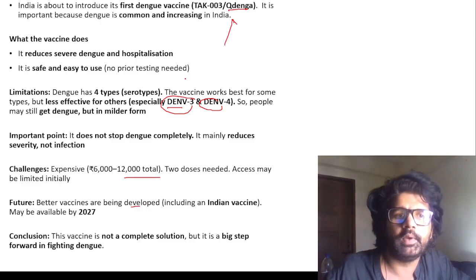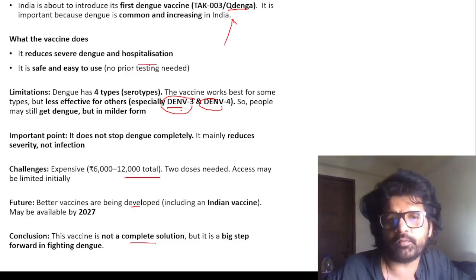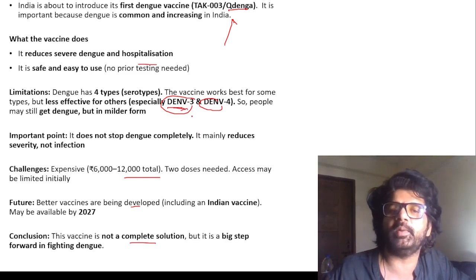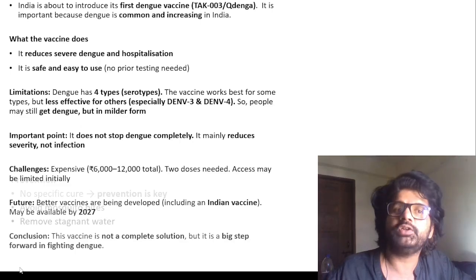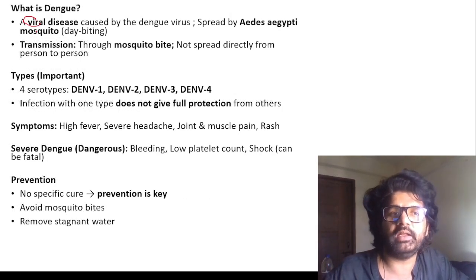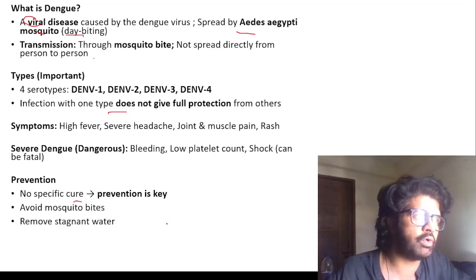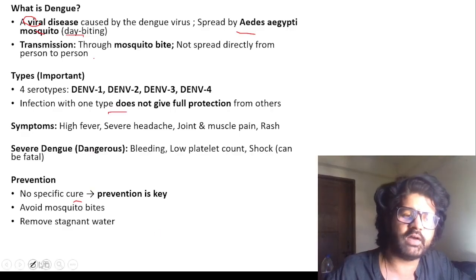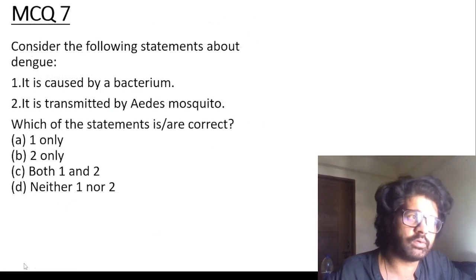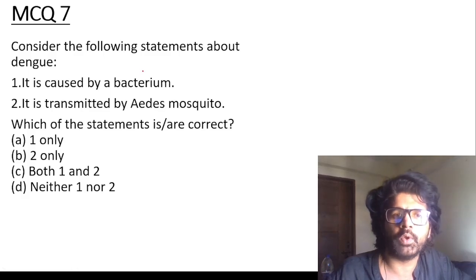Just remember Qdenga reduces severe dengue and hospitalization. It's not a complete solution because even if you're somewhat safe from Dengue 1 and 2, you can get dengue from Dengue 3 and 4. What is important here? Dengue is a viral disease, not bacterial, caused by the Aedes aegypti mosquito. And they can bite you during the day also. Oh my god, 4 serotypes. And no specific cure. Prevention is the key. Aedes mosquito also causes chikungunya, Zika virus, microcephaly, and sexual transmission can also lead to Zika virus. So consider the following statement about dengue: not a bacterium, a virus, transmitted by the Aedes mosquito, correct. So the answer is B, 2 only.